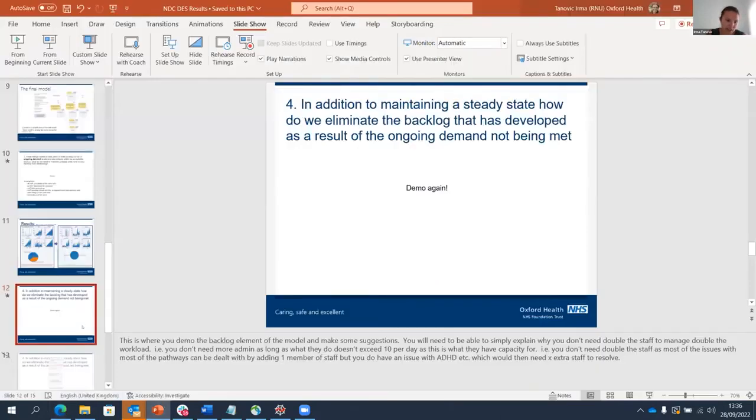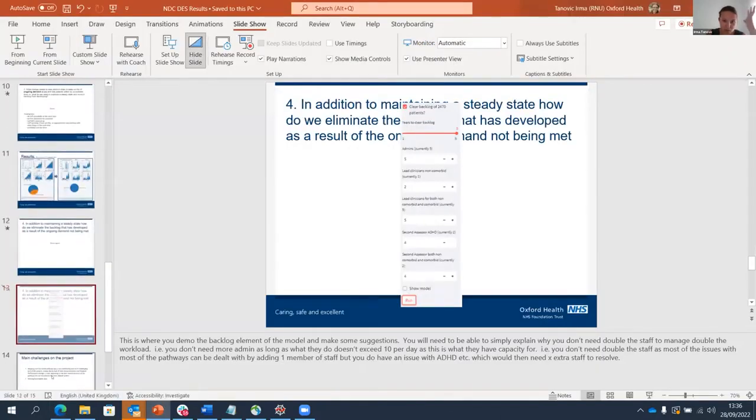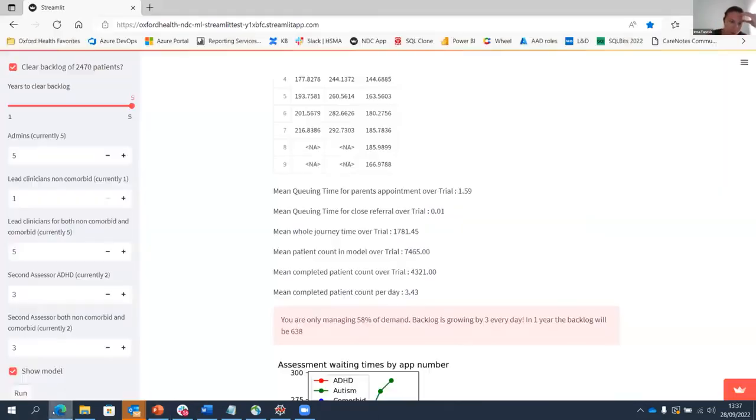I actually identified what resources are needed in order to reduce the backlog in 5 years. So it's 52544 is one of the options.